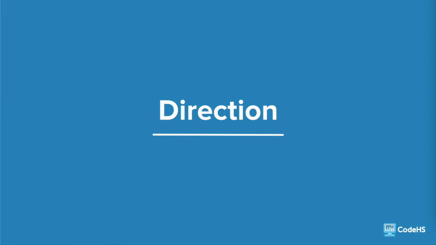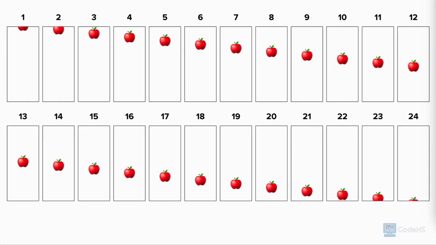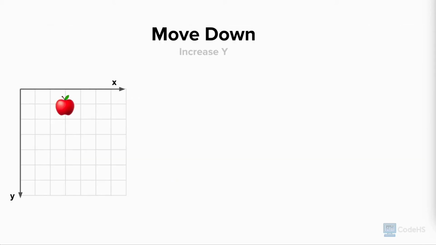In this lesson, we will explore how to animate the direction of an object. To simulate motion in an animation, the position of an object should be adjusted in each frame. To create downward motion, the Y position of the shape will be increased.